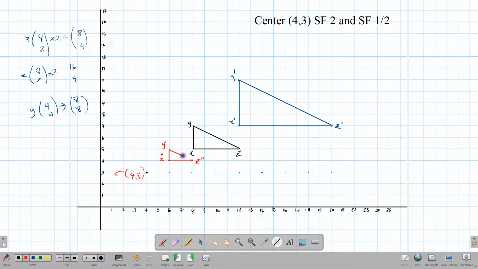But notice as well, even though it's behind the object, this is the object. This is the first image. This is the second image. It's still on this side of the center.